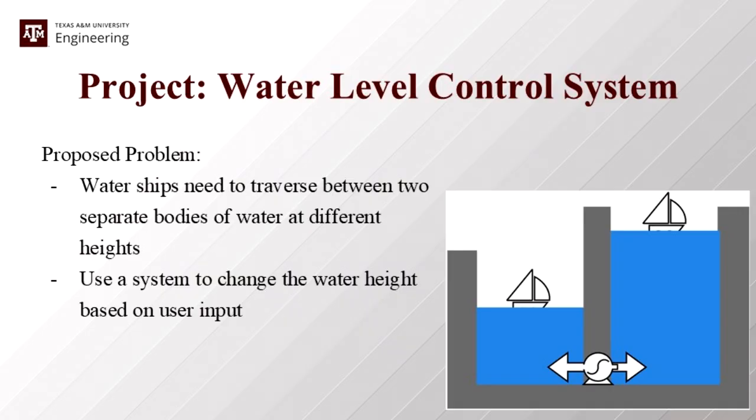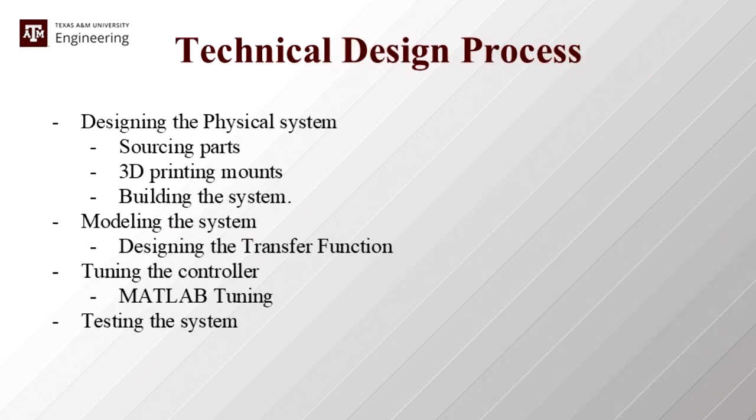Our project is a water level control system using a PI controller. This system represents the need to transport watercraft between varying heights of water. Our system sets the water to a user-specified value using a reserve tank to pump water into the tank containing the watercraft. The design process for the project was divided into these key steps.